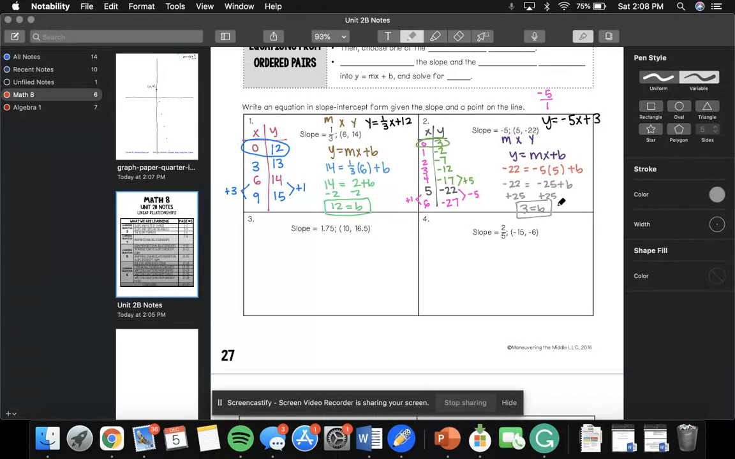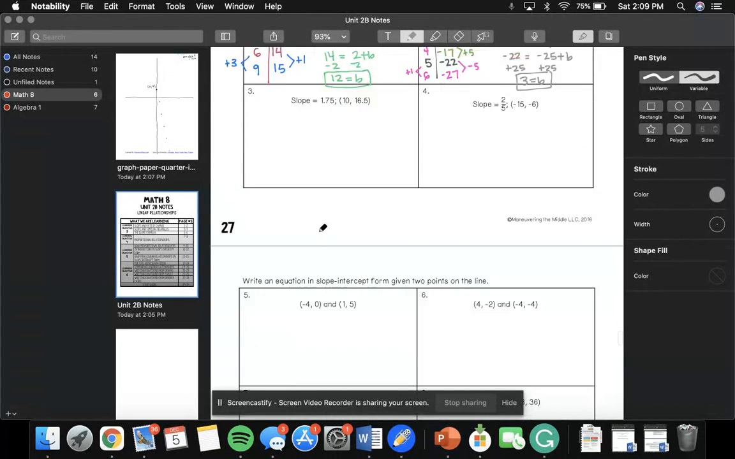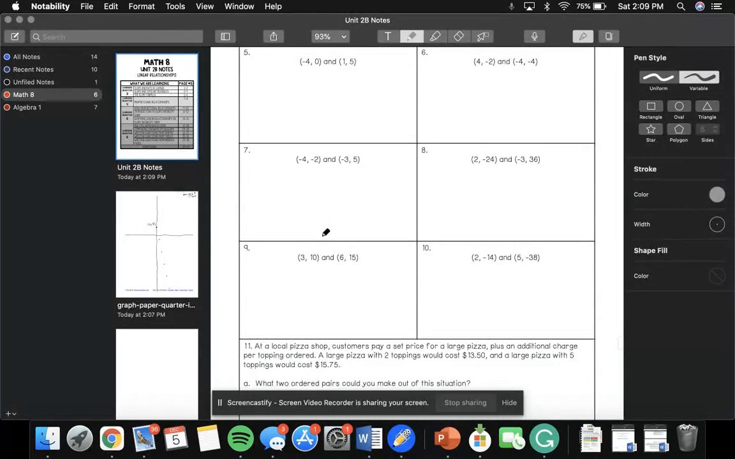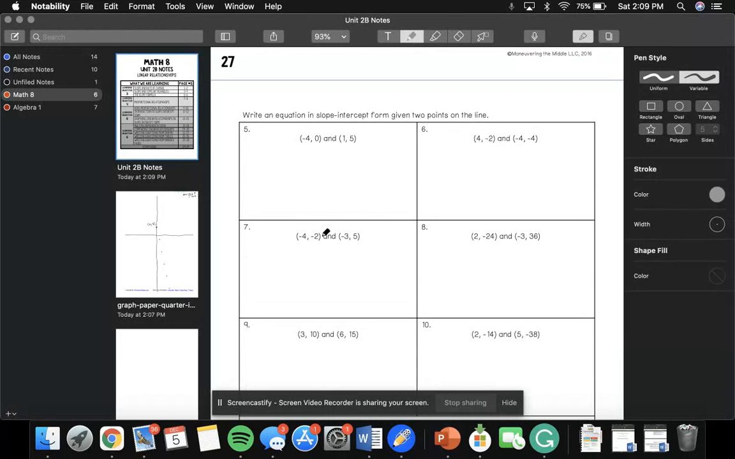So again, it does not matter however you choose to do it. If you like to graph, if you like to do a table, if you like to just do it the equation way. So for tomorrow, you're going to have number 3 and 4 completed. All right, then on to page 28. There are some problems, and we're going to again do it together.